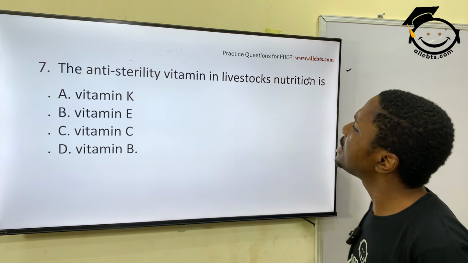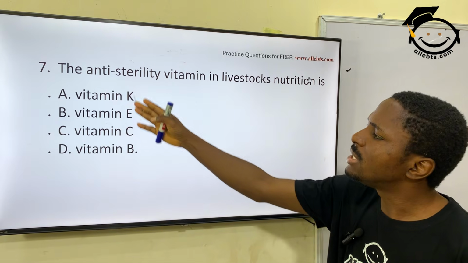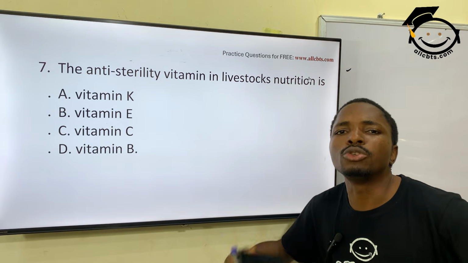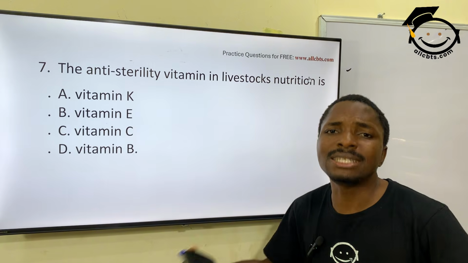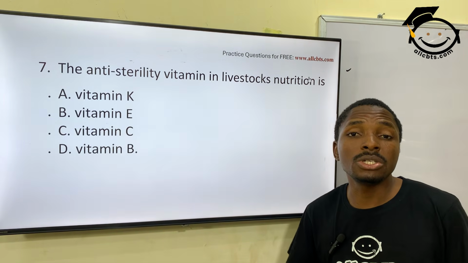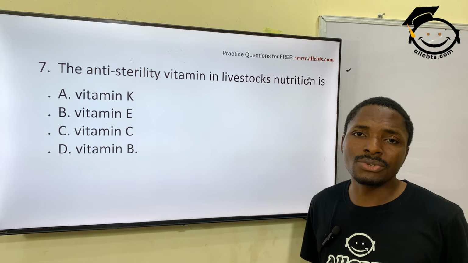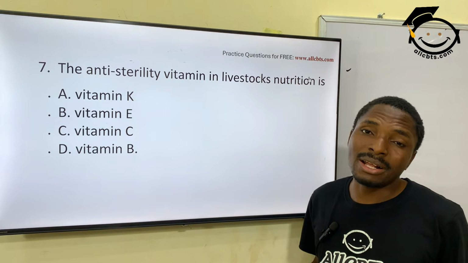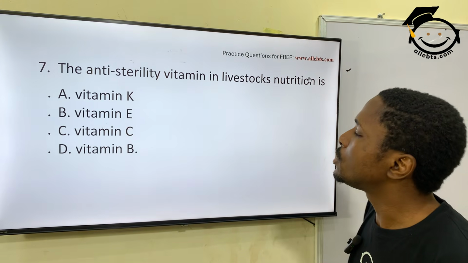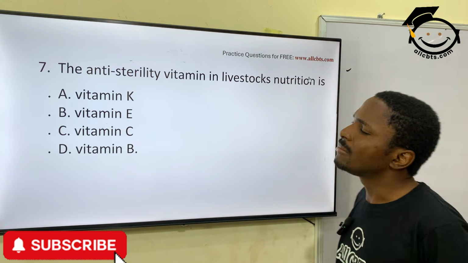And then question 7. The anti-sterility vitamin in livestock nutrition is dash. So which of these vitamins helps reproduction or prevents sterility? What's sterility? The opposite of production. When somebody or an animal cannot reproduce, doesn't have the ability to produce, that animal could be called a sterile animal or a barren animal. So which of these is the anti-sterility vitamin?